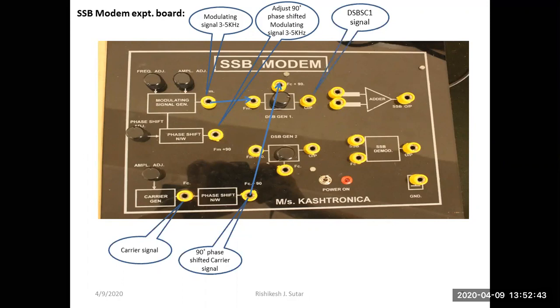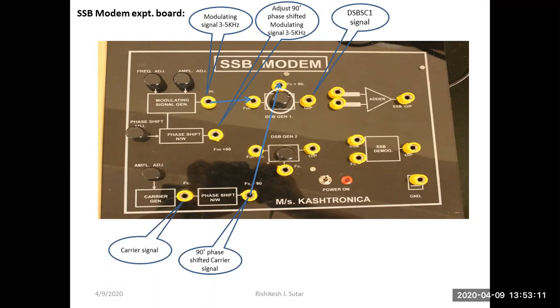So you can observe DSBSC 1 signal with respect to the modulating signal. In DSBSC 1 signal, you can have two loops in one period of modulating signal. So the amplitudes of those two loops must be the same. If they are not the same, you can make them the same with the help of this potentiometer. Now let us go towards the DSBSC generation 2 section.